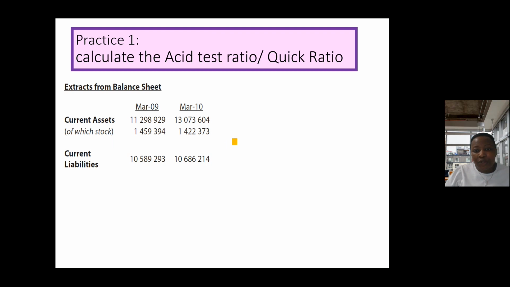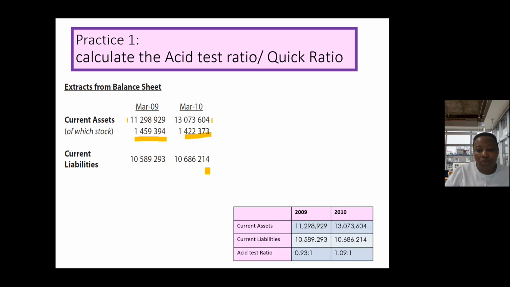Your acid test ratio formula is your current assets less your stock or your inventory, all over current liability. Don't forget you're going to subtract this amount, and then all over your current liability. In this case, you have this, subtract this amount from it, all over your current liability. And this is what we should have.